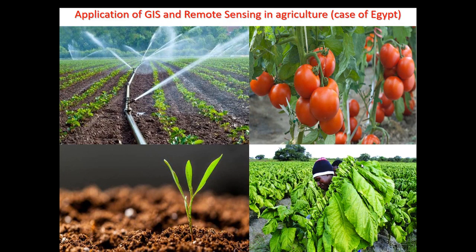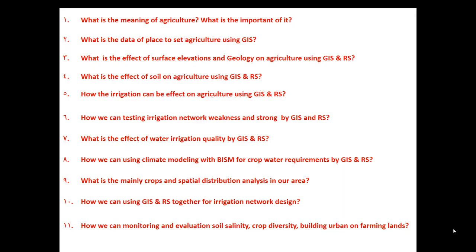We will tell about GIS and remote sensing used in agriculture today, to try answering some very important questions. The first question: what is the meaning of agriculture? What is its importance? What is the data of place to set agriculture using GIS?